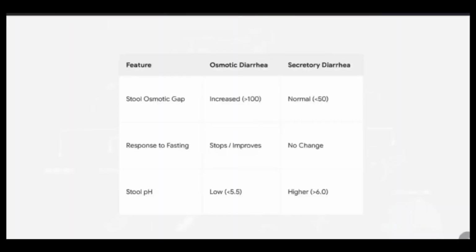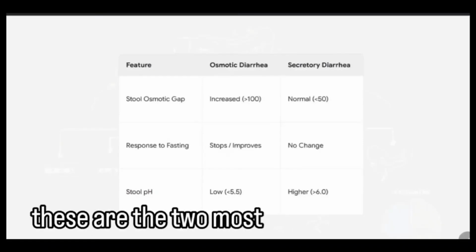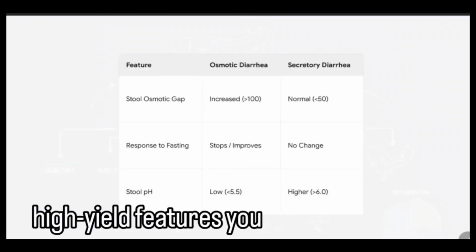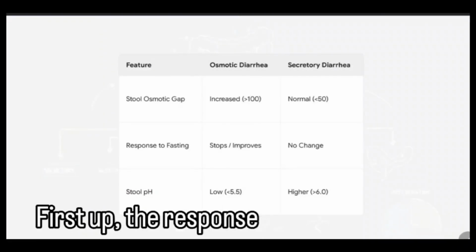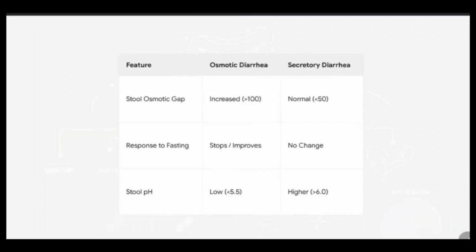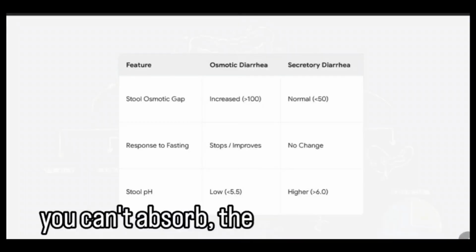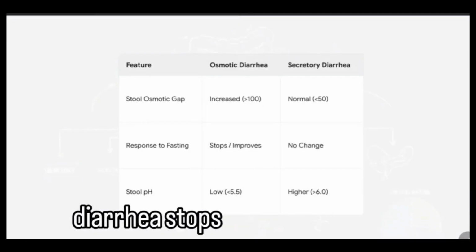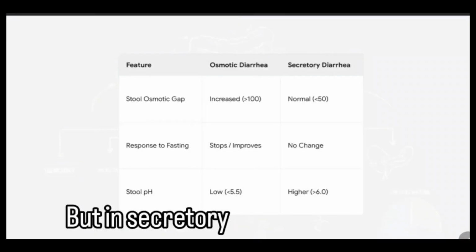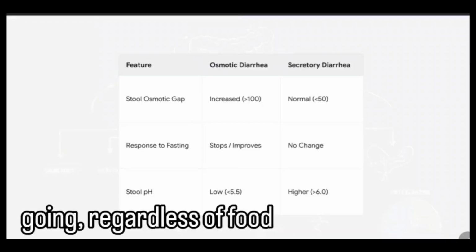for you to remember. Okay, listen up, because these are the two most important, most high-yield features you absolutely need to know. First up, the response to fasting. Think about it. It's logical. In osmotic diarrhea, if you stop eating the thing you can't absorb, the diarrhea stops. It's that simple. But in secretory diarrhea, it just keeps going, regardless of food intake.